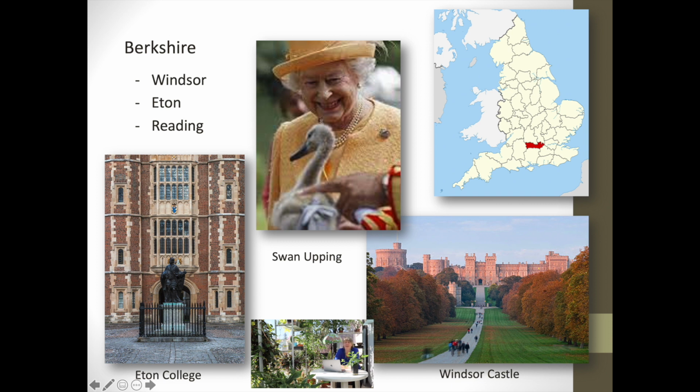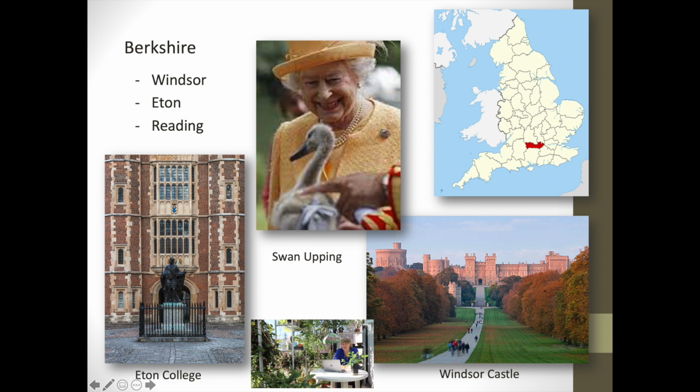Eton, which is a town just across the River Thames from Windsor, houses one of the most famous public schools, secondary schools for boys from the elite. It is one of the places that traditionally instructed teenage boys from the age of around 13 in all kinds of academic subjects. So they would go to Oxford and Cambridge colleges, to the university later on.